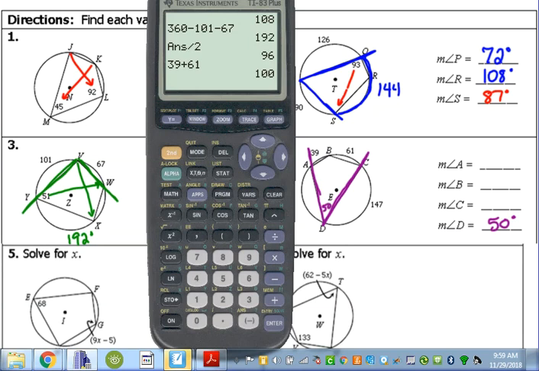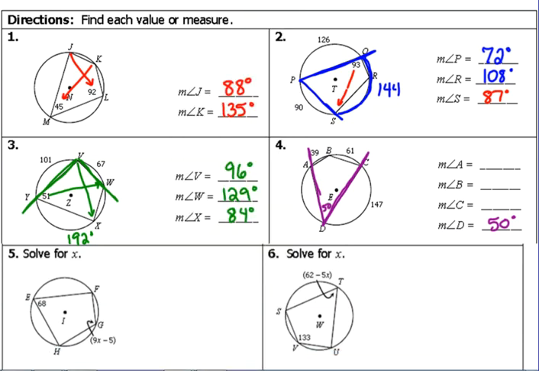Which angle is opposite of D? B. So B is its supplement, so 130 degrees for angle B. All right, we've got to be able to figure out A and C. It's about the same difference, so let's just go with alphabetical order.